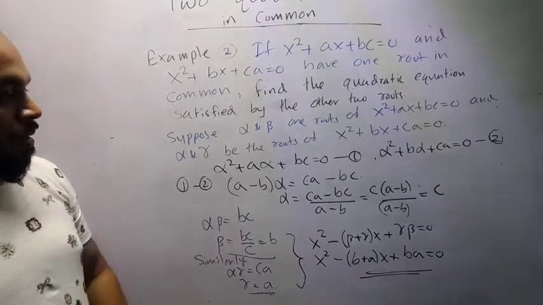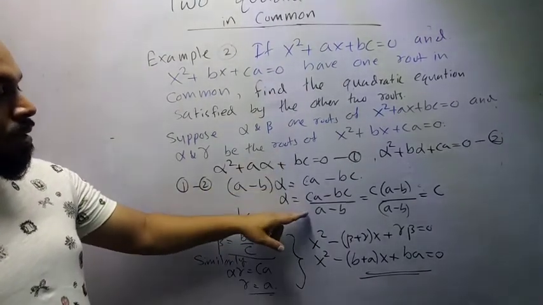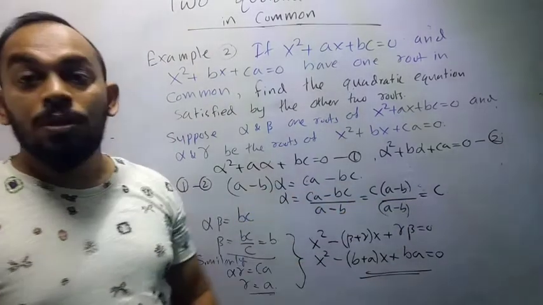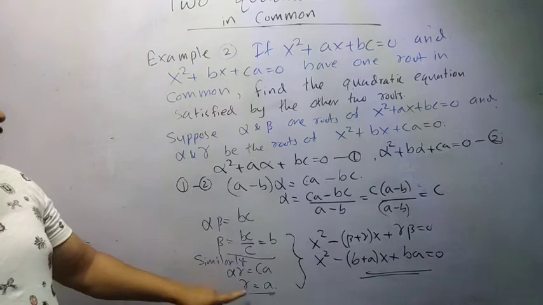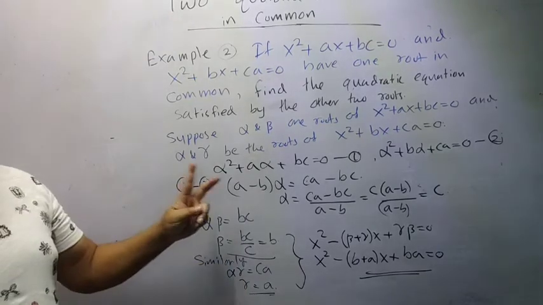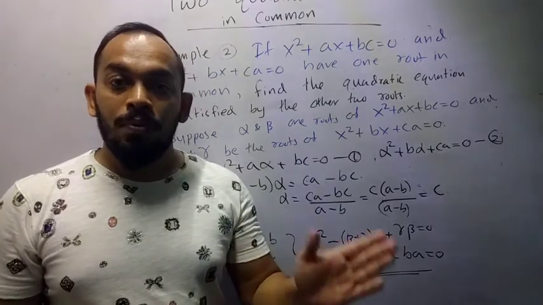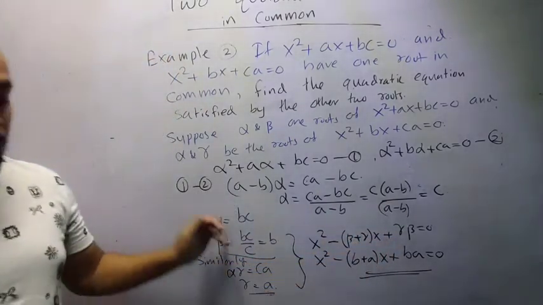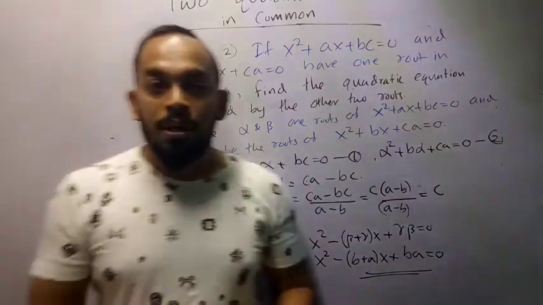Right. So here what we did was we found alpha, the common root. Based on alpha, we found the other two roots. If we know the other two roots, then we can determine the quadratic equation based on those two roots. Simple, right? We will look into more examples in the class.